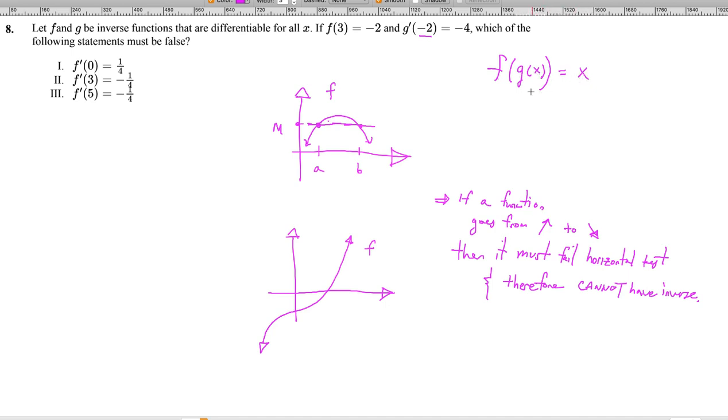Now if I differentiate both sides, by chain rule it's the derivative of f with g plugged in, times g prime, is equal to the derivative of x, which is just 1. And in this case, I'd be getting a formula for g prime, so I should do it the other way around, which is the same procedure, g of f of x, because I want to get a formula for... oh no, this is fine, yeah.